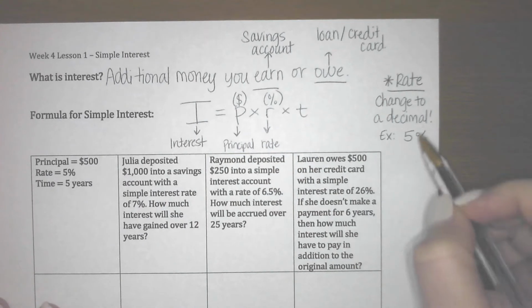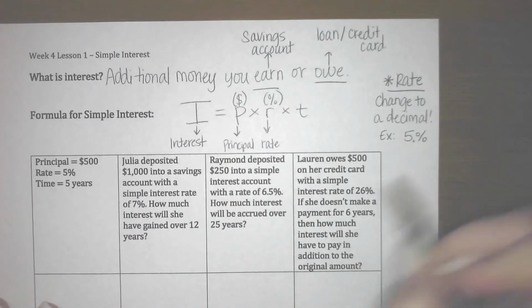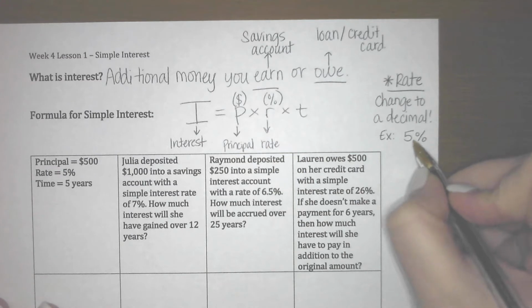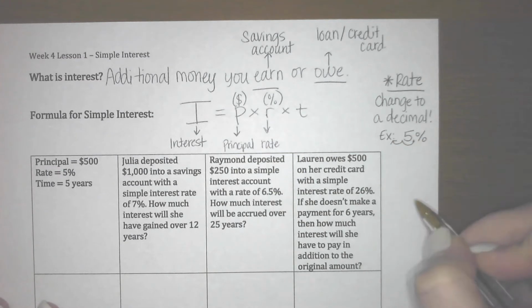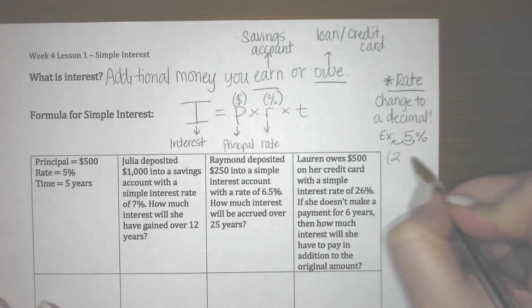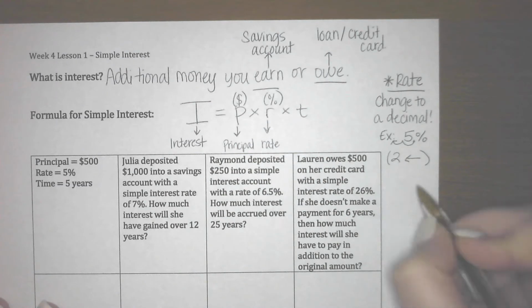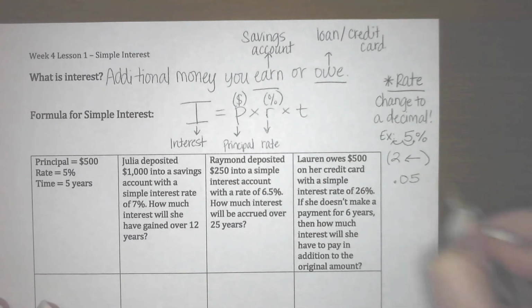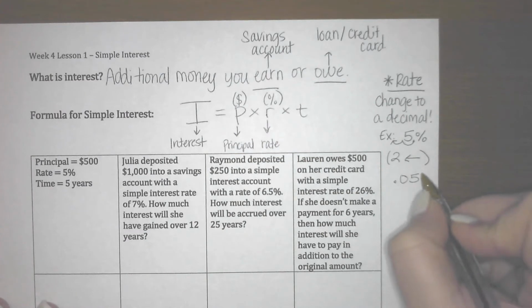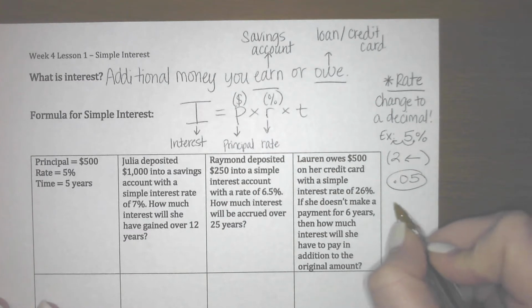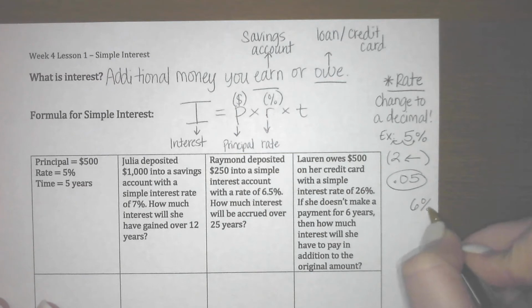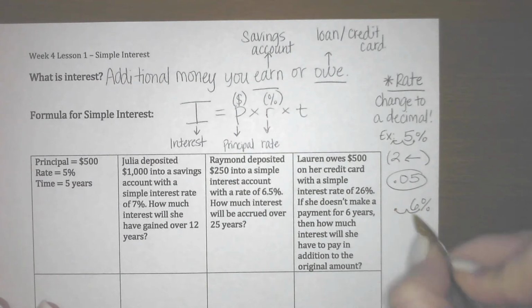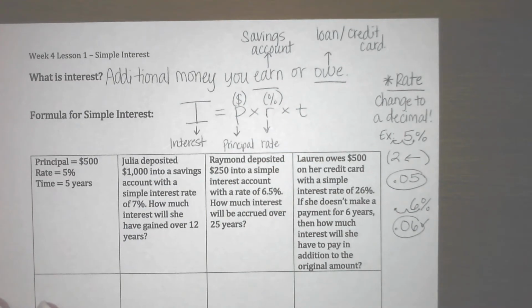So to change something to a decimal, you put the decimal where it is. Either it's at the very end or it's somewhere that they give you. And you move it 2 places to the left. Okay? 2 to the left. So this would be 0.05 as your new rate. Another example, let's say they give you 6%. You want to move it, it's behind, you move it 1, 2. So now it's 0.06. Okay?